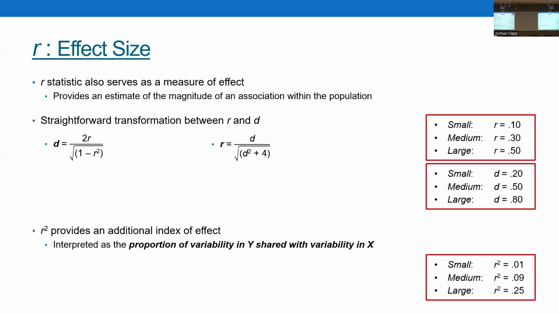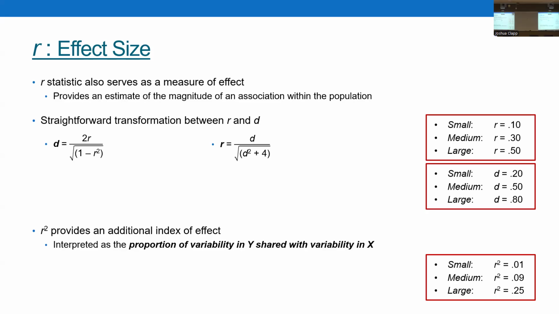Another thing we can do with R is square it. This gives us a different type of effect. We can interpret that squared value of my Pearson correlation as the proportion of variability in Y shared with variability in X. We'll sometimes talk about this as the proportion of variability in Y attributable to X. That has some causal language. I don't mind it, though some people get worked up about it. We're not saying that X causes Y. We're just saying it accounts for it in a general predictive sense.